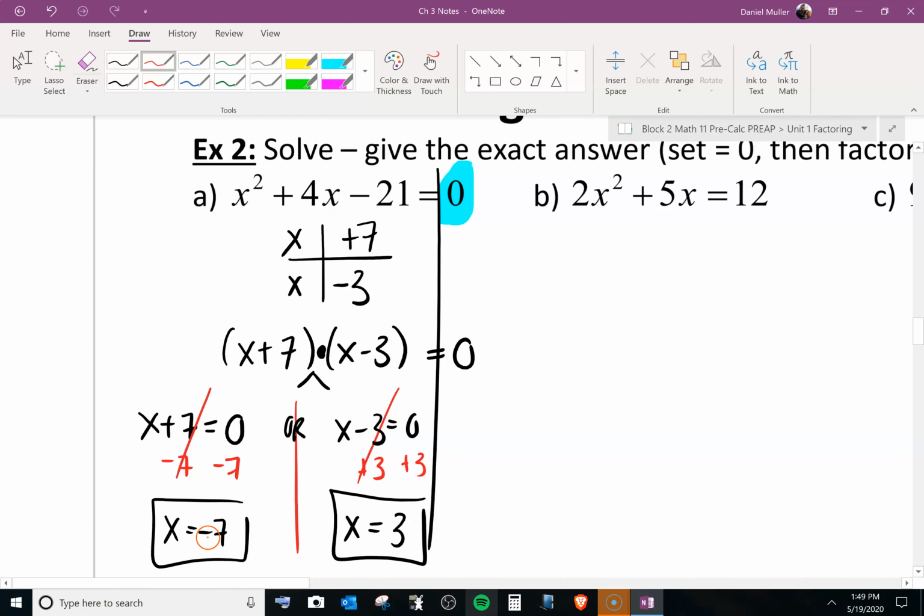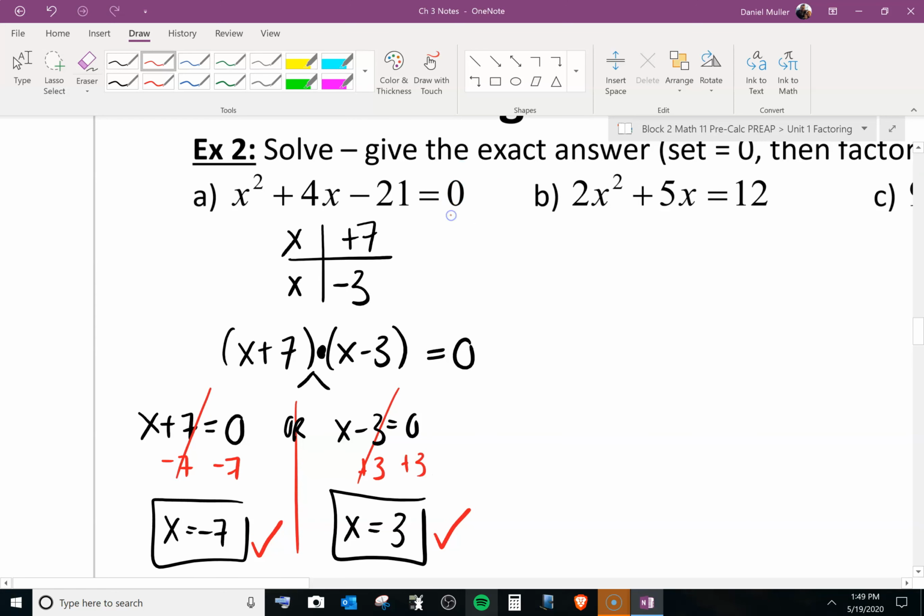Let's try negative 7. Negative 7 squared, negative 7 times negative 7 is positive 49. 4 times negative 7 is negative 28, and I've got a negative 21 there. Those can be combined to be a negative 49, and this carries down. 49 minus 49 is indeed 0. So that works as well. So both of these work. You don't have to check. They will just always work, assuming you factored correctly.